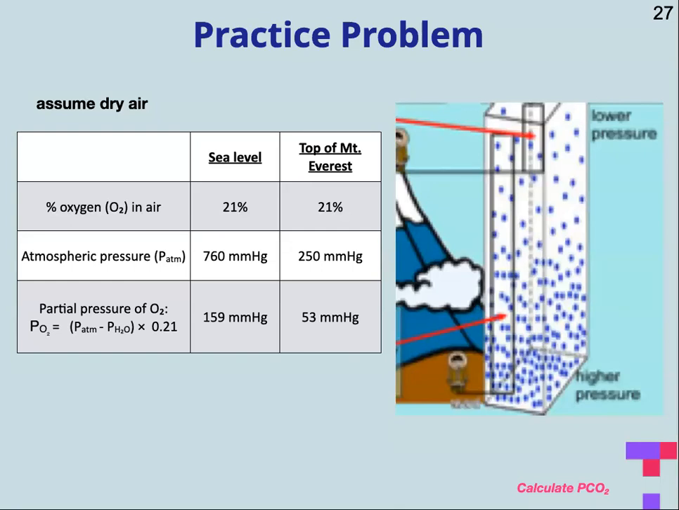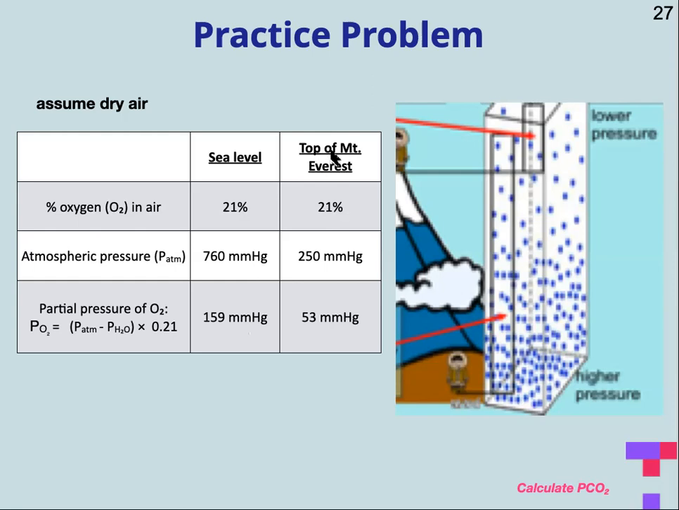Here's another practice that we can do. This problem assumes dry air. At sea level, we know the atmospheric pressure is 760. What is the partial pressure of oxygen? Well, you multiply this number by 0.21, and then we get 159 or 160, right?